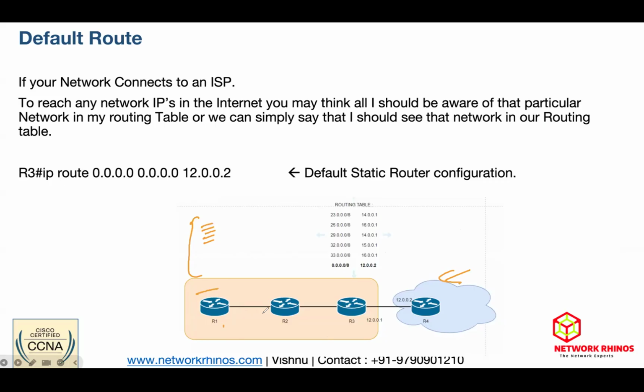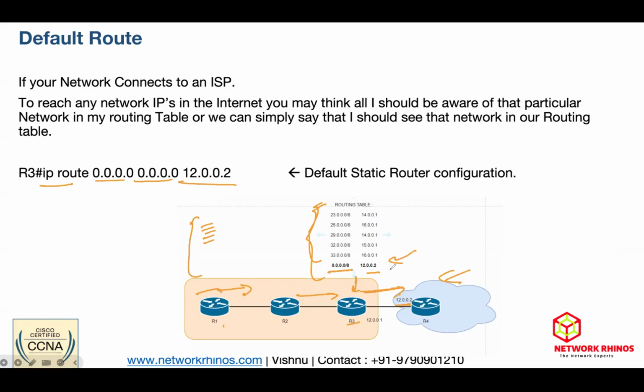Default route is configured like this. In R3, I can go ahead and tell ip route 0.0.0.0 0.0.0.0, next hop is 12.0.0.2. It is like telling R3, hey, if you don't find any matching destination IP address in the routing table, then send the packet to him. For example, if he sends a packet and wants to go to 37.0.0.1, it comes here. In the routing table, I don't see 37.0.0.1. Then I will match it with this entry and I will send it to him. This is called default routing.